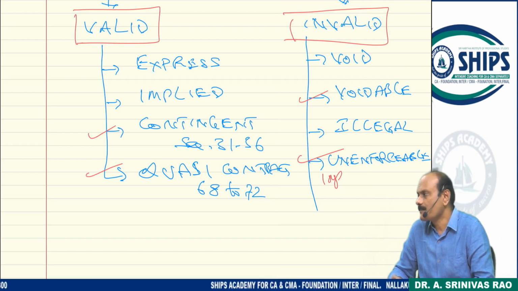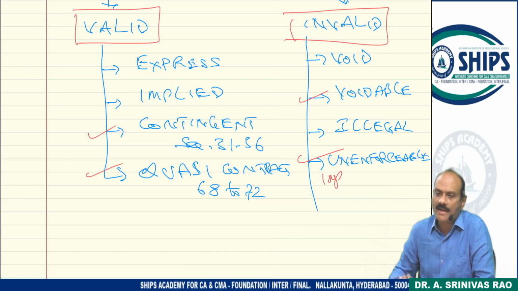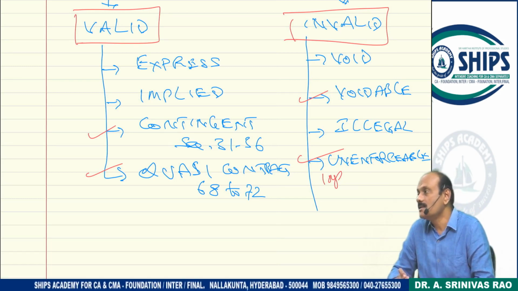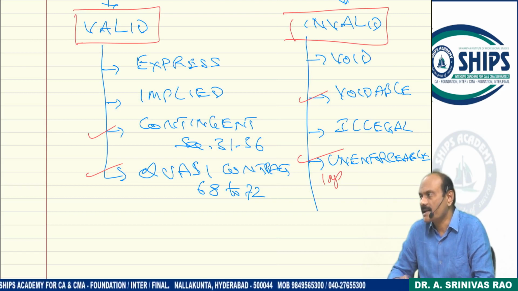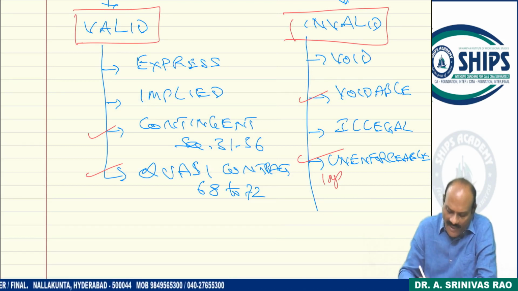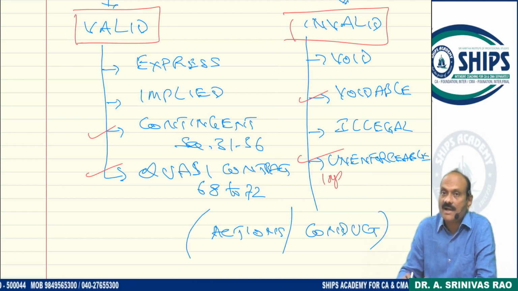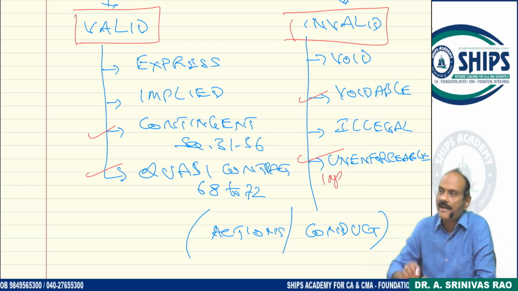Implied contract. When a contract is made neither in writing nor in oral, nothing but your actions or conduct. Your actions or conduct interpret that you are into a contract.